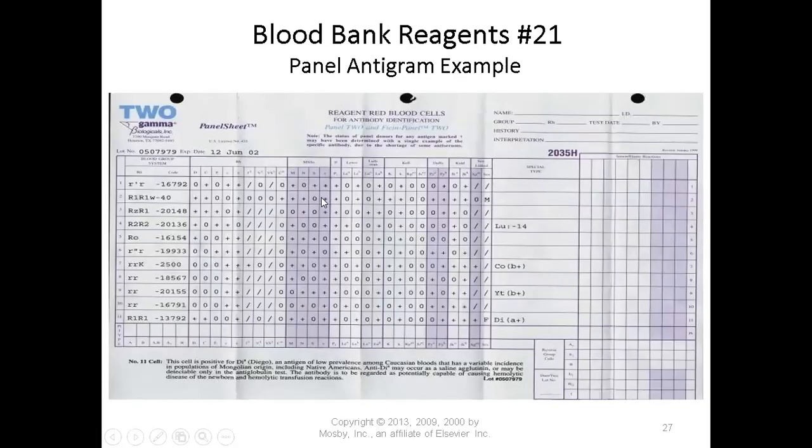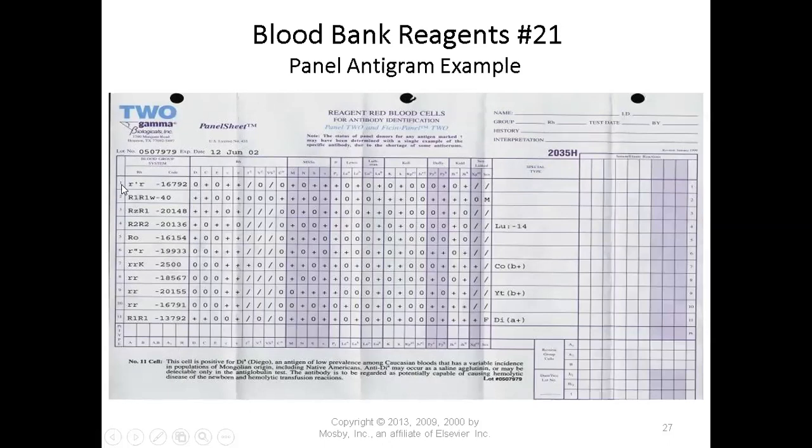Here we go. Might look a little crazy. So this is, I may have taken this picture. Maybe it's from our book. I'm not sure. But anyway, this is the antigram for a panel. And you might say, oh my gosh, that looks crazy, right?